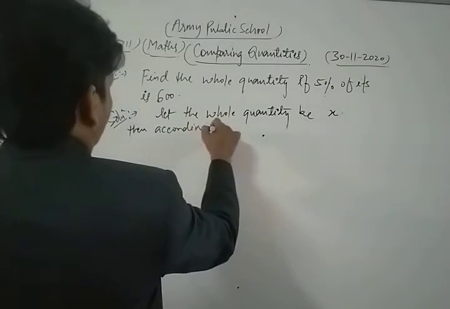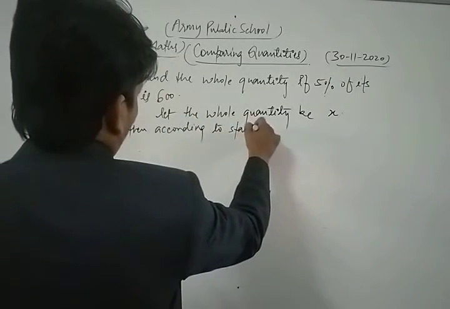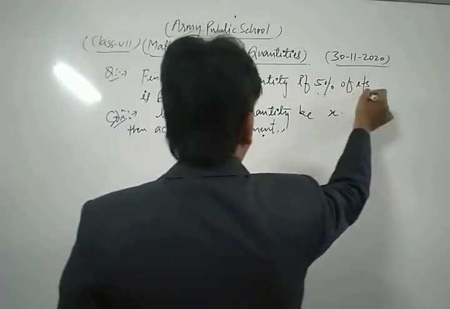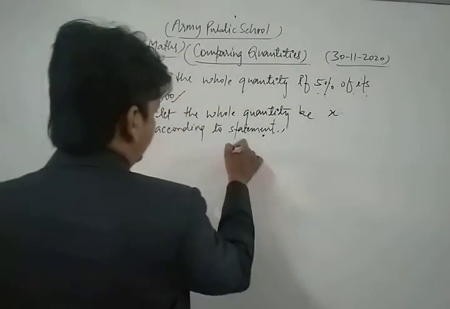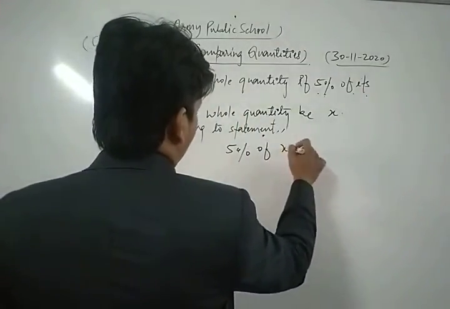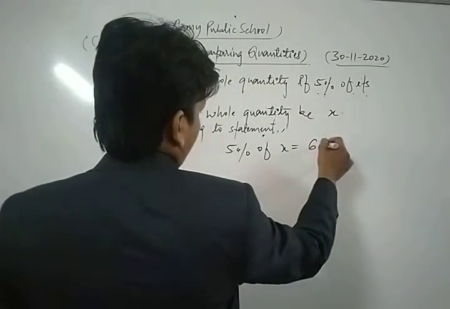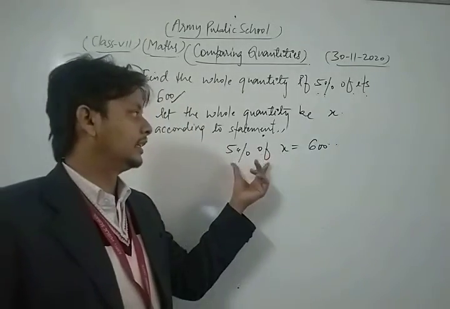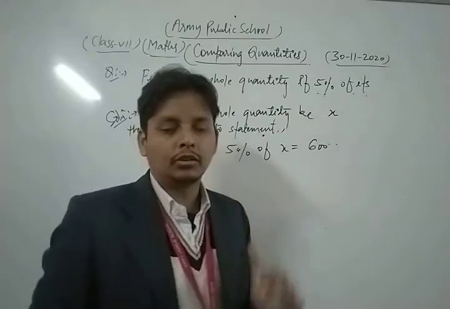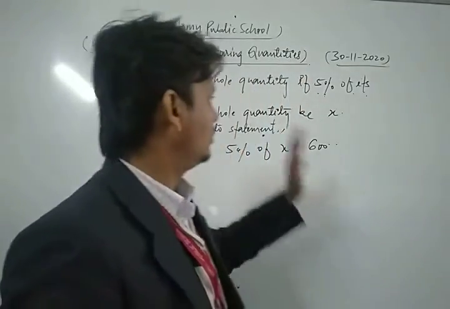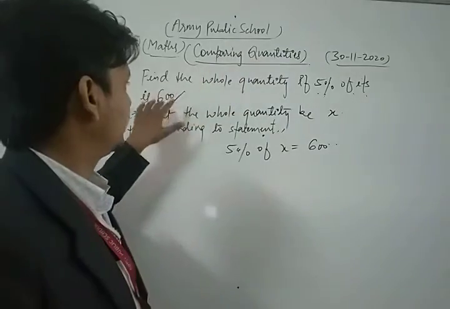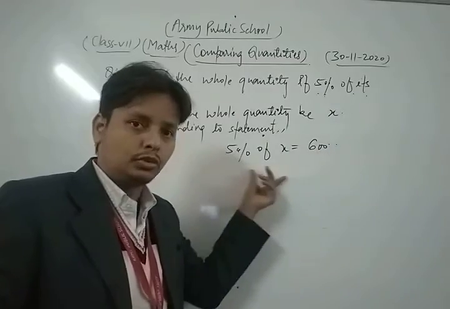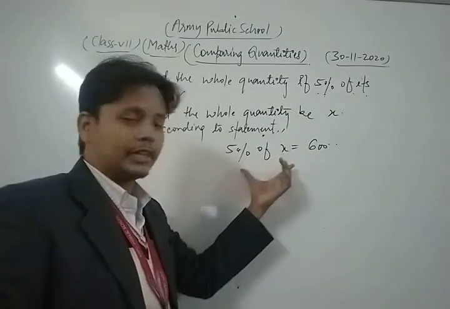5% of it is 600, means 5% of x is 600. For 5% of it, first of all we take the whole quantity as x. Now according to the statement, 5% of the whole quantity is 600, so 5% of x is equal to 600. So according to the statement we form an equation in this form.